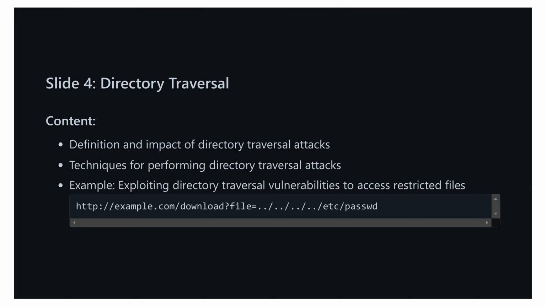Directory traversal attacks work by manipulating file paths to navigate the file system. Attackers can craft URLs that include sequences like ../ to move up the directory tree and access restricted files.